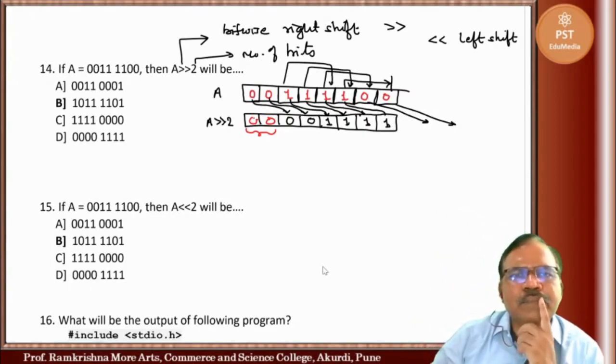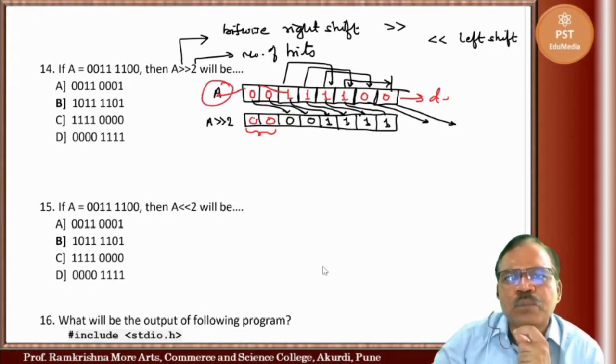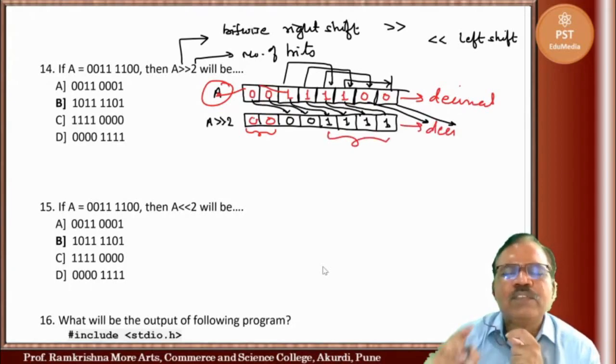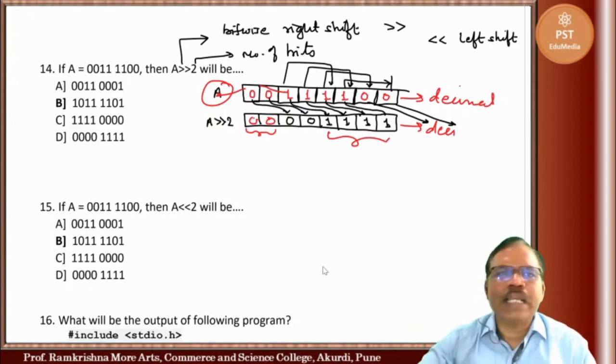So what happens here? If we find the decimal value of this number and then the decimal value here, the decimal value of this will be less. So this is right shift.